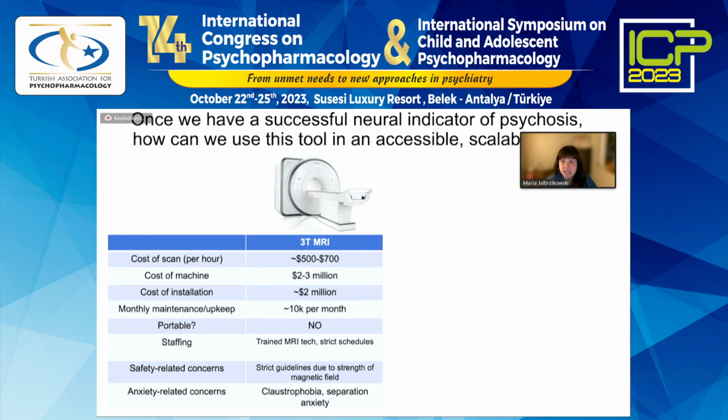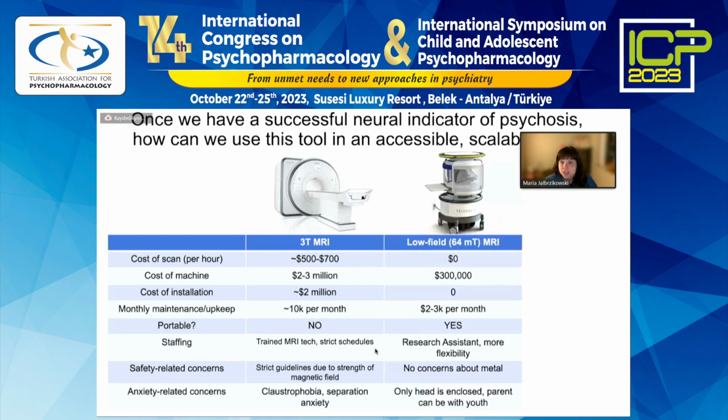So this suggests that measurement with our typical research grade 3T MRI scanners is limited for the masses, because those of you who use 3T know that it's in a very specialized center. There's lots of training, strict schedules. And so what's been exciting is that there's a newly developed 64 millitesla low field scanner by Hyperfine that might be our answer. It's cheaper. The installation is much cheaper. The maintenance is cheaper. It's portable.